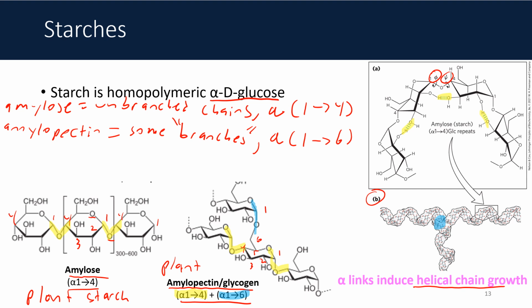The last kind of starch is animal starch, aka glycogen. And this is the most branched. It still will consist of a combination of alpha-1,4 linkages and branches in the alpha-1,6 position, but there's just more of these. Doesn't happen every glucose unit down the road, but at a much higher frequency than amylopectin.